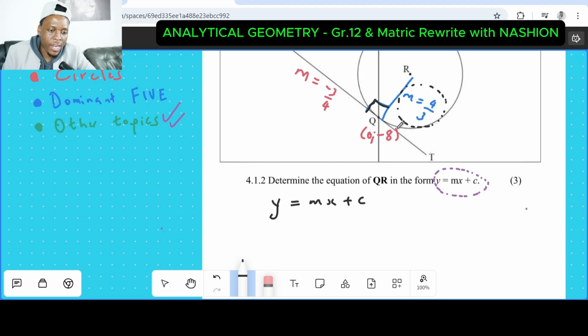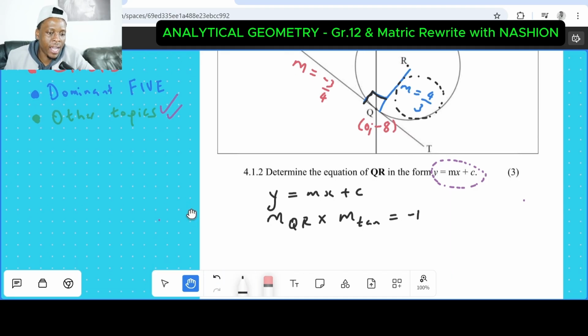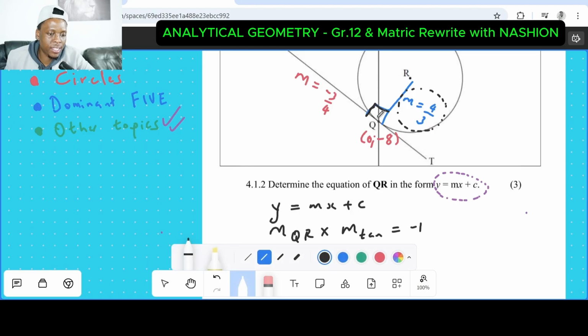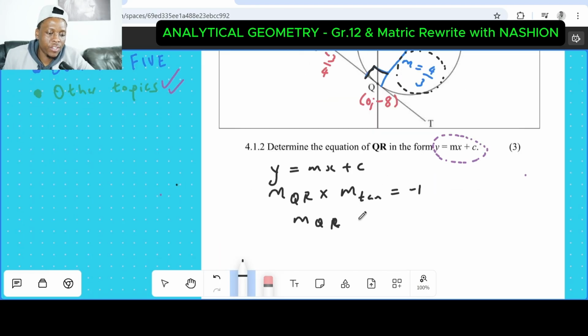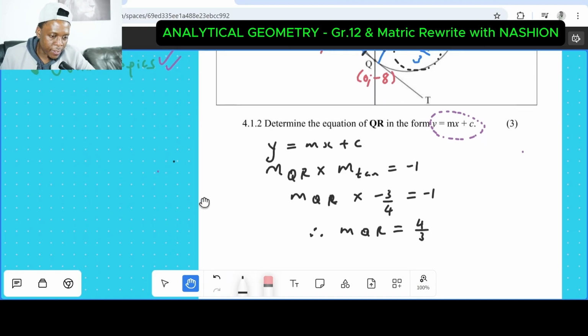We just have to write how we arrived at the answer first. So we're going to say, okay, the gradient of QR, which is our radius, times the gradient of the tangent is equal to -1 because they are perpendicular lines. We already know the gradient of the tangent, which is -3/4. To get -1, we switch and change the sign.